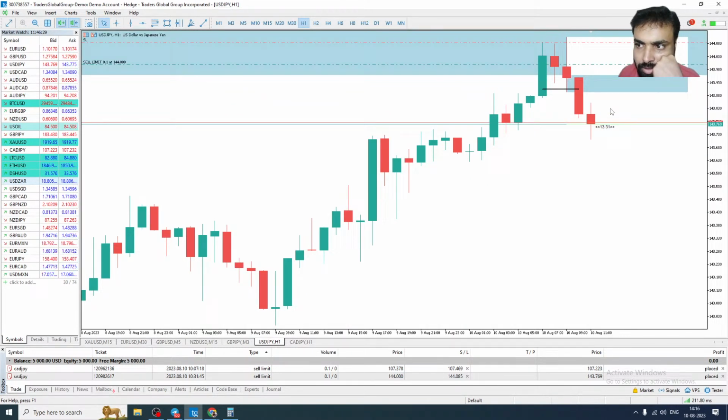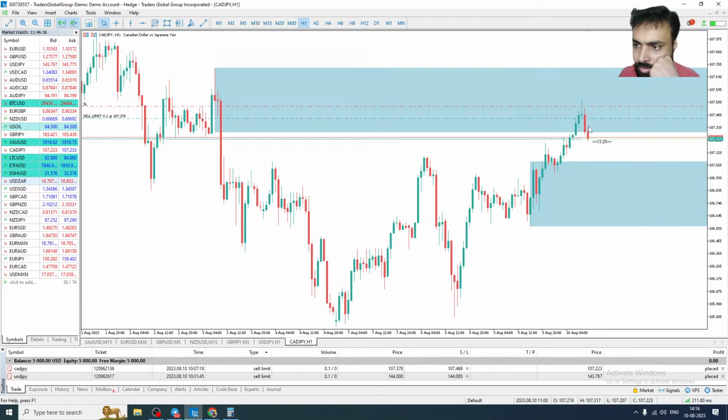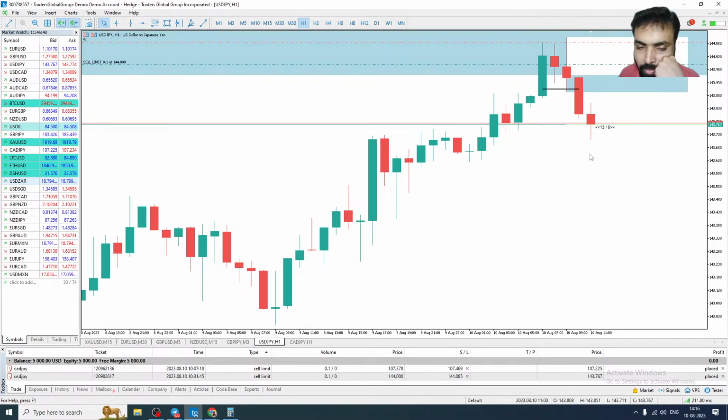And USD is going down. USD is weak. And here the Canadian dollar is also weak. So USD is weak, Canadian dollar is weak. That's why CAD JPY is going down. USD JPY is also going down.